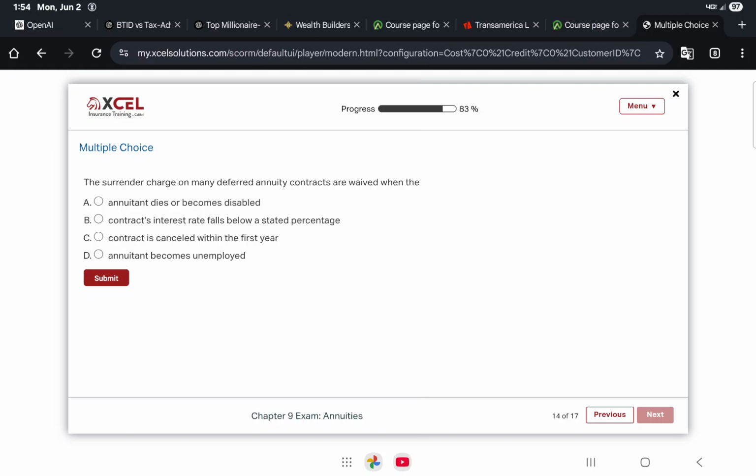Contract is canceled within the first year. Annuitant becomes unemployed. Annuitant dies or becomes disabled. The surrender charge on many deferred annuity contracts. It's either A or B. The surrender charge.